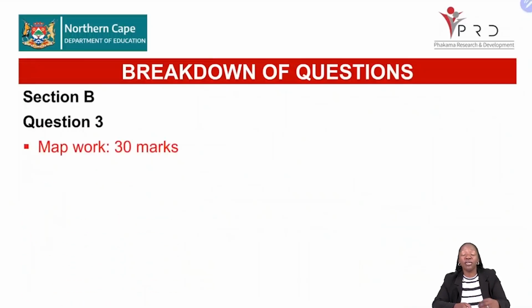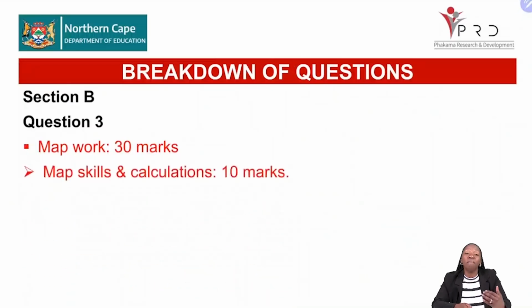Under your question 3, you should expect questions from map work. Remember, map work carrying 30 marks. So to further break down these 30 marks, you are given map skills as well as calculations. They are grouped and they will give you 10 marks.